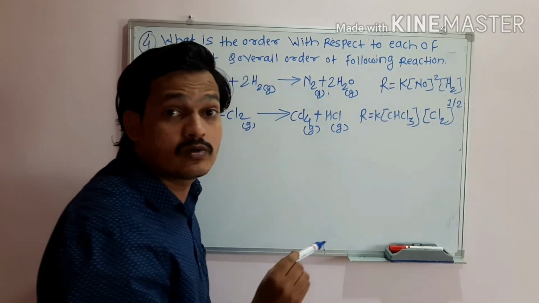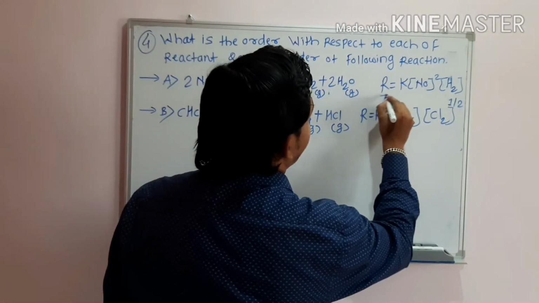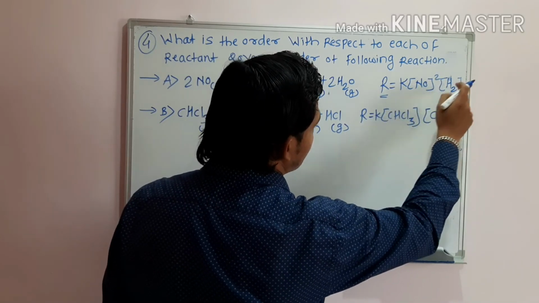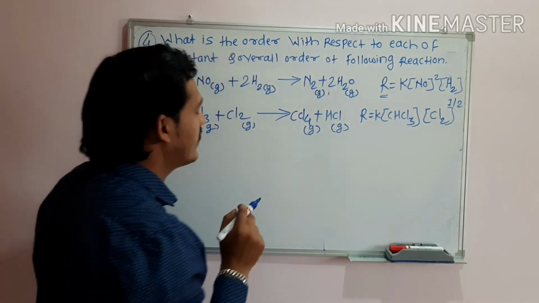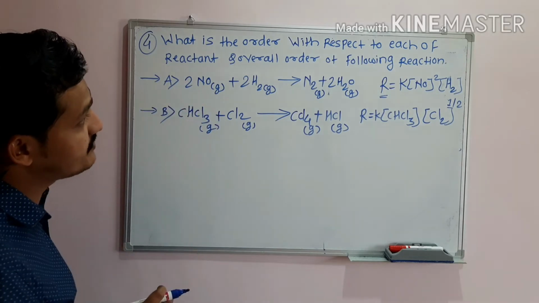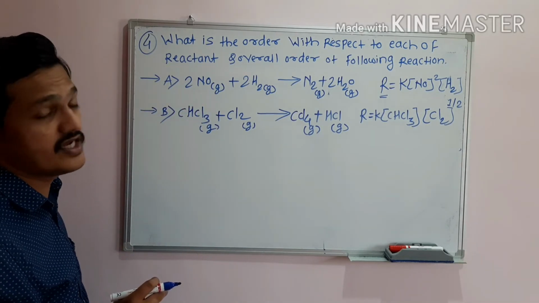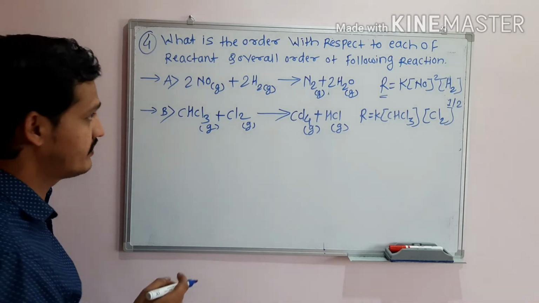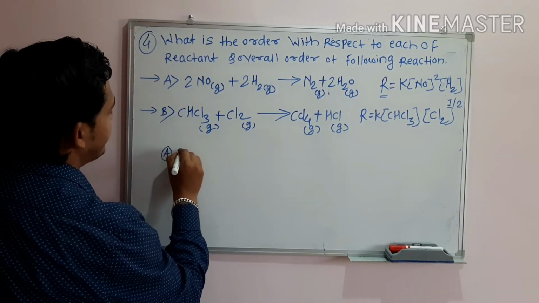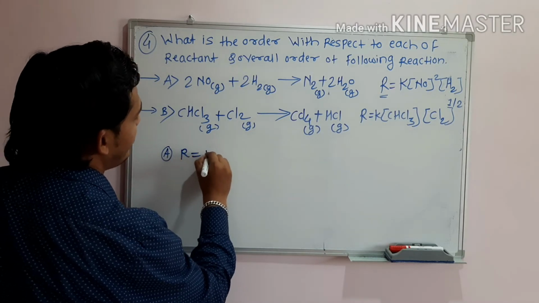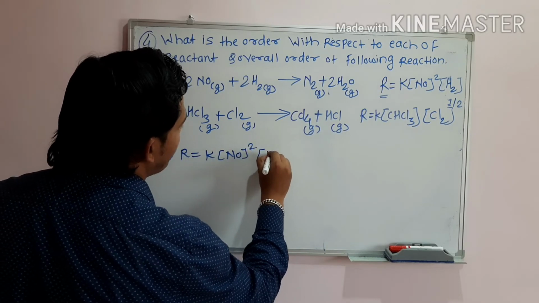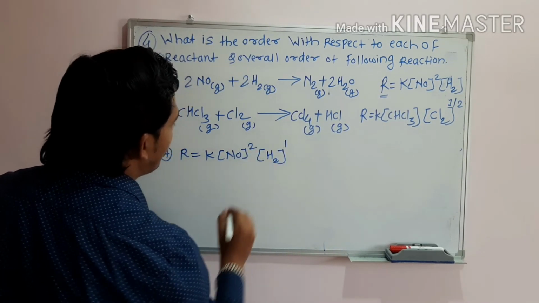Rate law is found to be R is equal to K [NO]^2 [H2]^1. First of all, we have to write the order with respect to each reactant. प्रत्येक reactant ची order लिहायची आहे, नंतर सगळ्या total reaction ची order लिहायची. First equation A consists: rate law R is equal to K [NO]^2 [H2]^1.